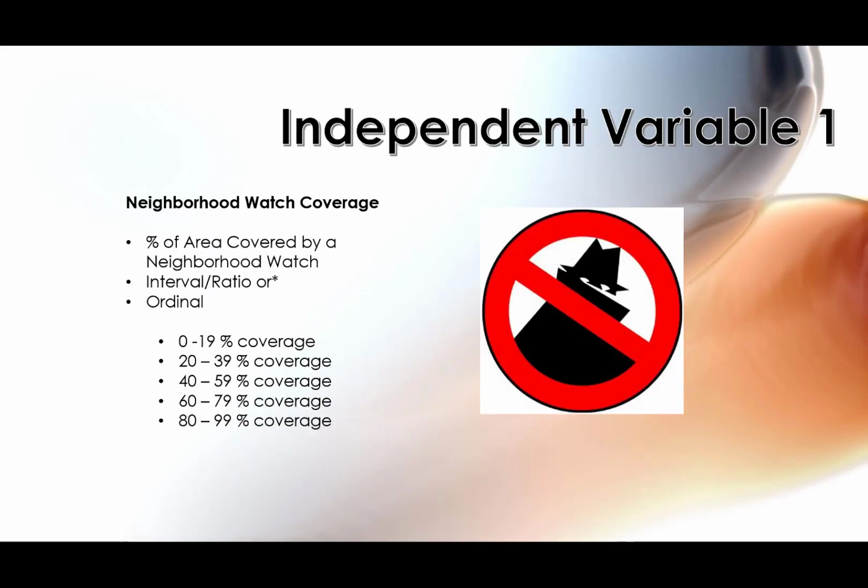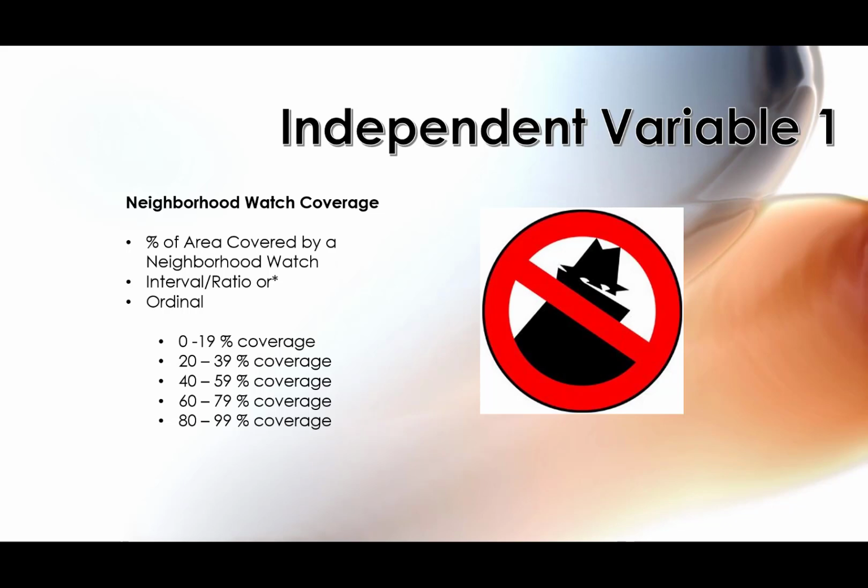Independent variable number 1 is going to be neighborhood watch coverage. So that's the percent of the area covered by a neighborhood watch. The reason I'm using this is because usually these neighborhood watches are divided up into a block or two of coverage area, the neighbors within that general area. And obviously the reporting districts are much larger than a block or two. So we want to know what percentage of that reporting district is covered by a neighborhood watch.